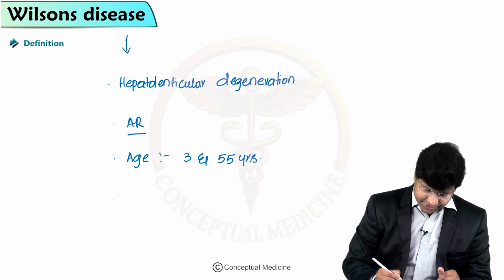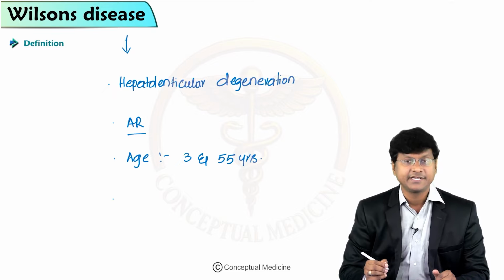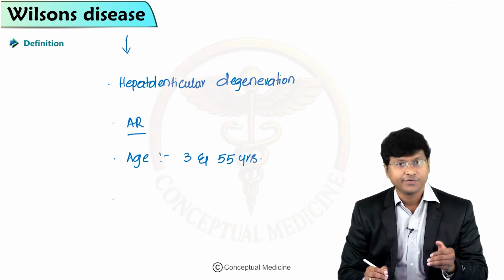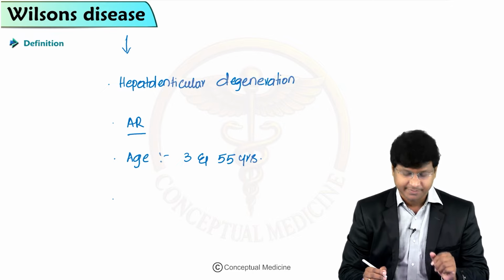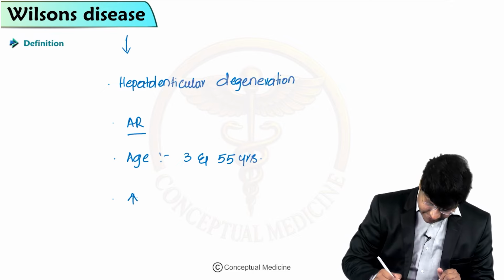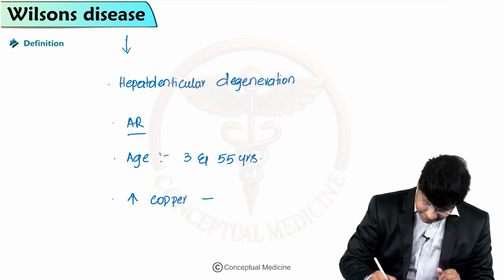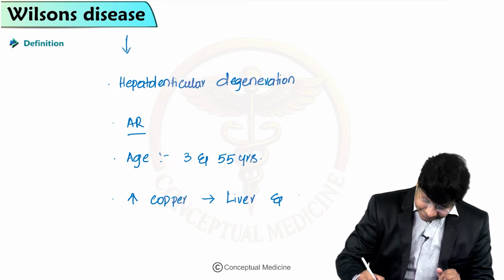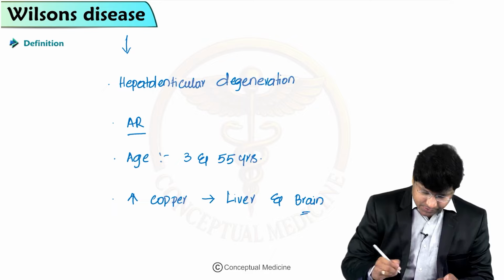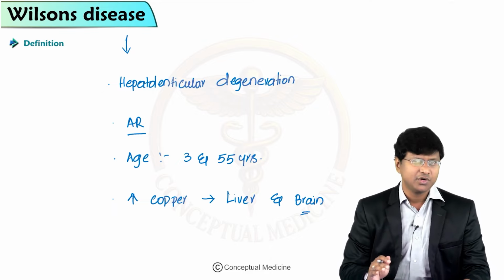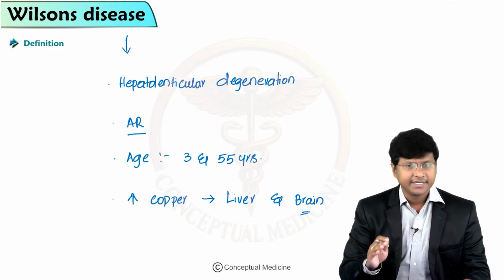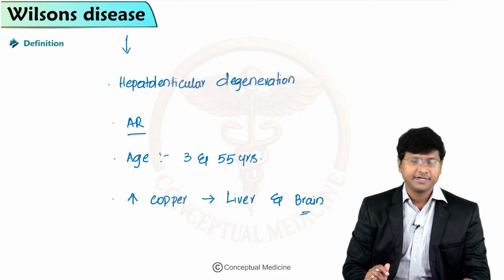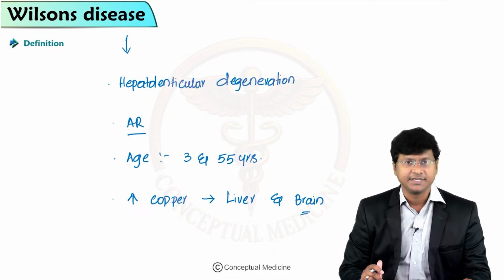This particular condition, Wilson's disease, is characterized by excessive deposition of copper in the liver as well as the brain. That is what Wilson's disease is. And not only the liver and brain, multiple organs are affected in Wilson's, which I will be discussing in detail.